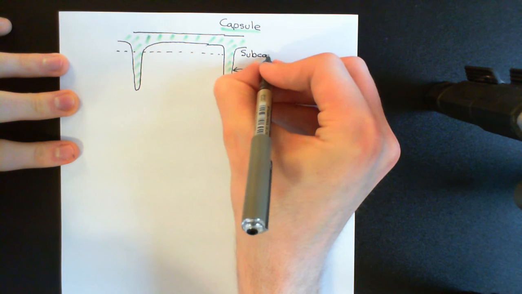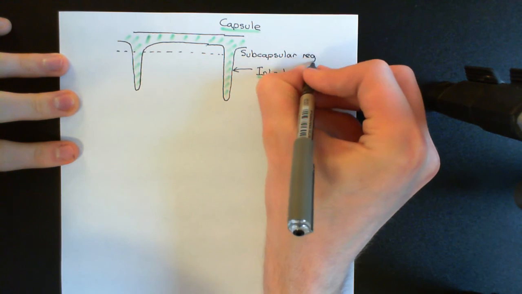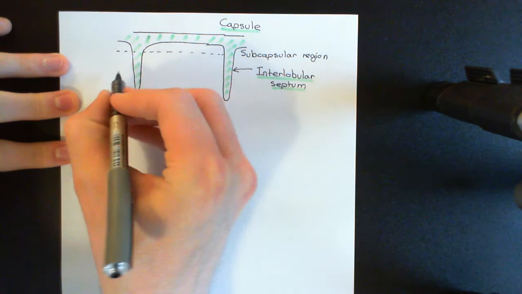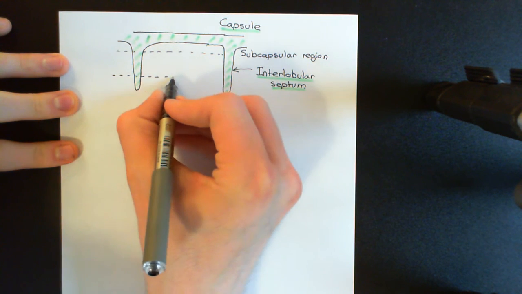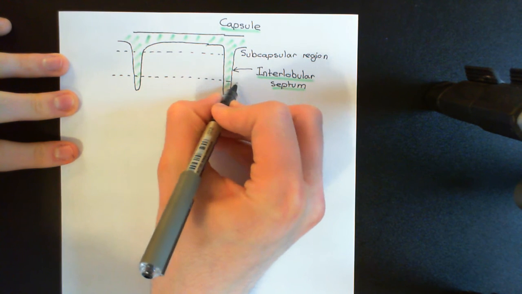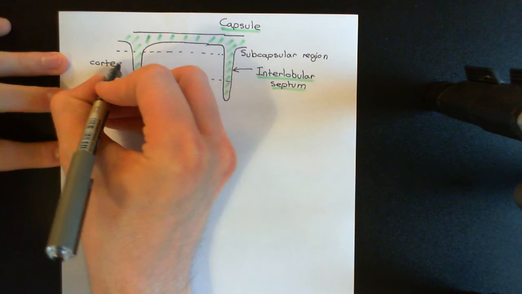So this is called the subcapsular region. Then underneath the subcapsular region you're going to have what's known as the cortex of the thymus gland. So again, I'll put dashed lines to show this. So this portion underneath here, this is now known as the cortex of the thymus gland.